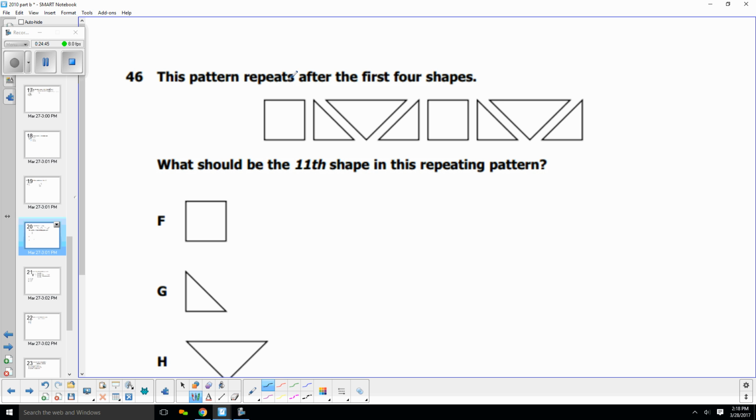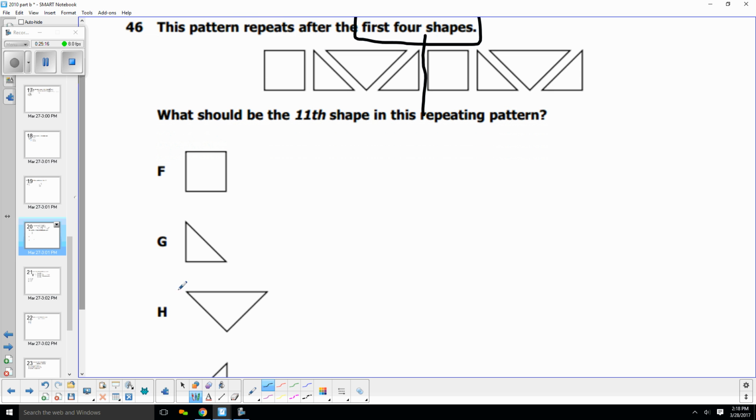I didn't miss one. This pattern repeats after the first 4 shapes. So here's my key. After the 4th shape, it repeats. So is that true? Because this looked like my first shape. This one looked like my second shape, 3rd shape, 4th shape. So let's just count up till we get to 11. So 1, 2, 3, 4, 5, 6, 7, 8, 9, 10, and 11. So 11 is going to look like this triangle that's sitting on the point. So H. Did everybody see how we got that one? Yes. Now you can continue drawing it. That's fine. You don't have to if you don't want to.